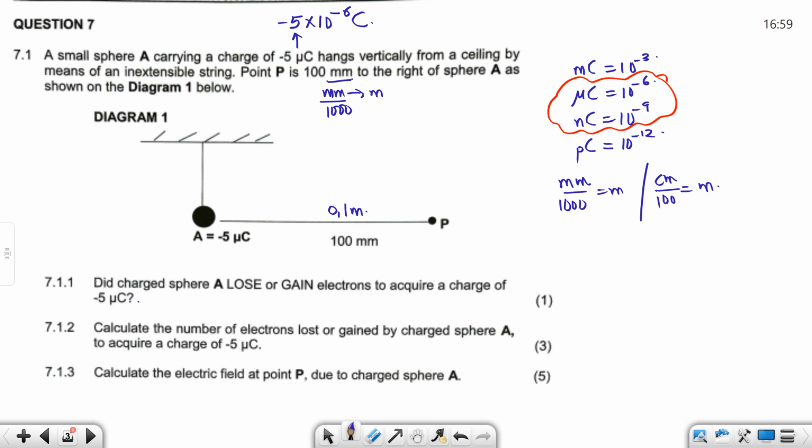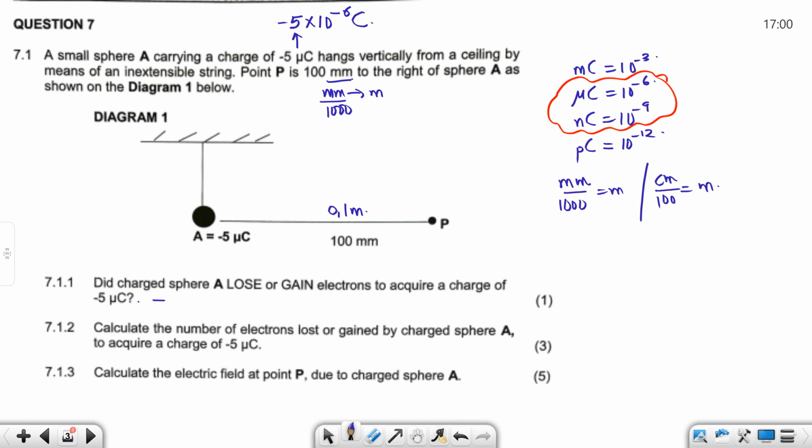Black apex, we divide, because meters is smaller. All right. Zainab says gain. Are we losing or gaining to become -5? Anybody confirming with Zainab? All right. It's actually correct, because it becomes negative.